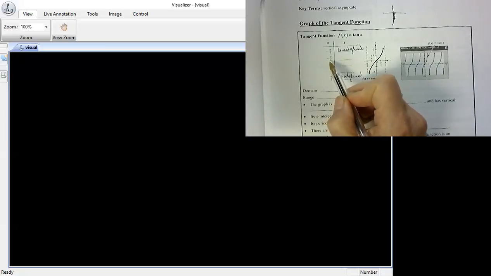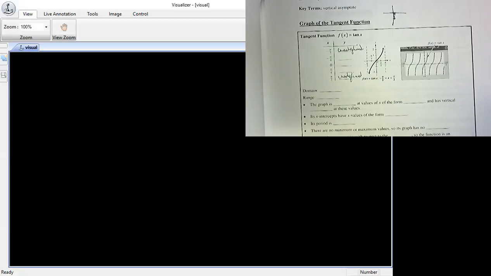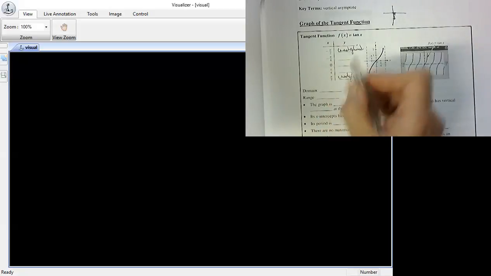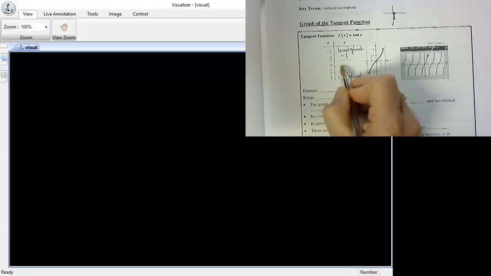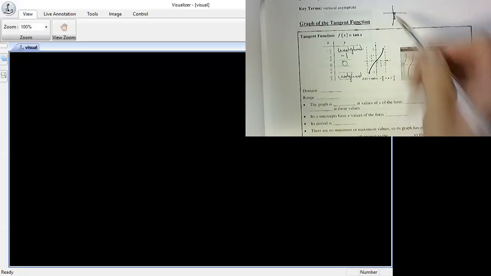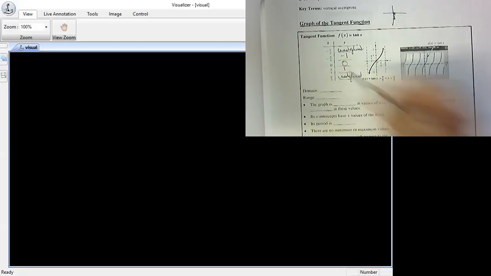Negative pi over 4. Pi over 4 is how many degrees? 45. So what's the tangent ratio in a 45, 45, 90? 1 over 1. But if I'm in the fourth quadrant, my tangent ratio is negative. So that's a negative 1. The tangent of 0 is 0, because if I'm looking here, my opposite is 0, my adjacent has a value, it would be 1. And then pi over 4 is a positive 1.